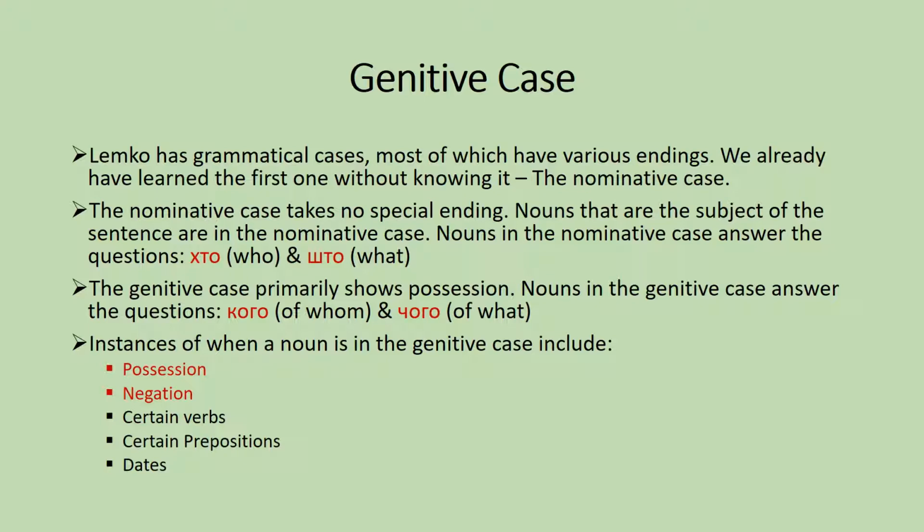The genitive case primarily shows possession. Nouns in the genitive case answer the questions кого, of whom, and чого, of what. Instances of when a noun is in the genitive case include possession, negation, certain verbs, certain prepositions, and dates. In this lesson, we will take a closer look at possession and negation using the genitive case.